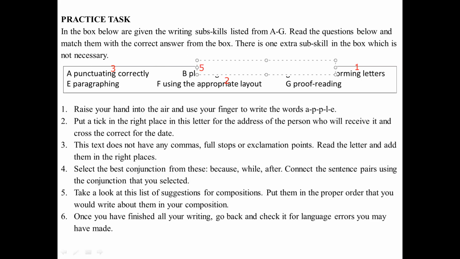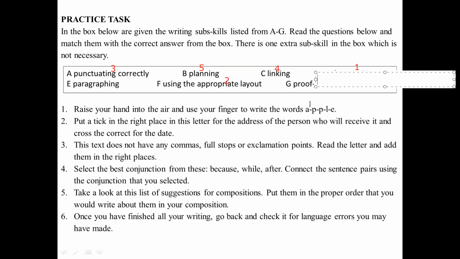Number 6. Yes, Liknizi. Once you have finished all your writing, go back and check it for language errors you may have made. Is it paragraphing? Are you sure? Do you agree with your friend? No, it's proofreading. Sorry. Thank you. Yes, proofreading. So it's number 6. Great.